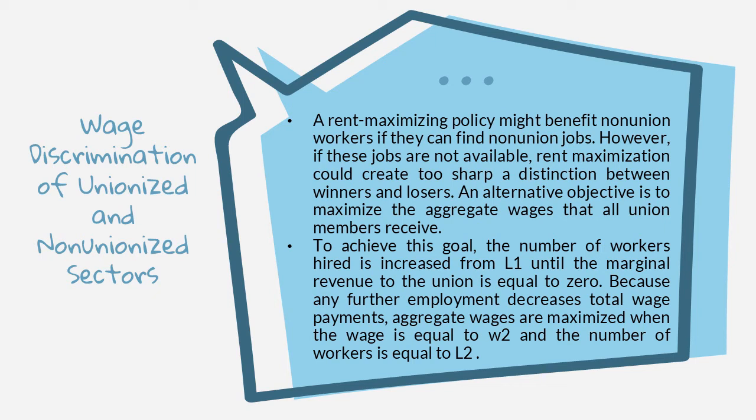An alternative objective is to maximize the aggregate wage that all union members receive. To achieve this goal, the number of workers hired is increased from L1 until the marginal revenue to the union is equal to zero. Because any further employment decreases total wage payments, aggregate wages are maximized when the wage is equal to W2 and the number of workers is equal to L2.